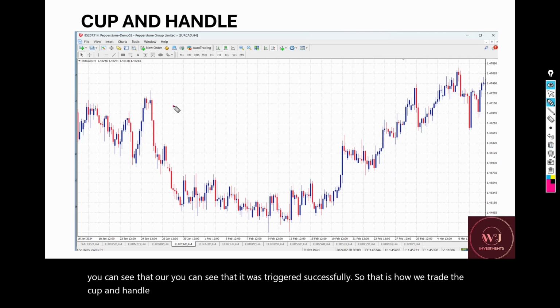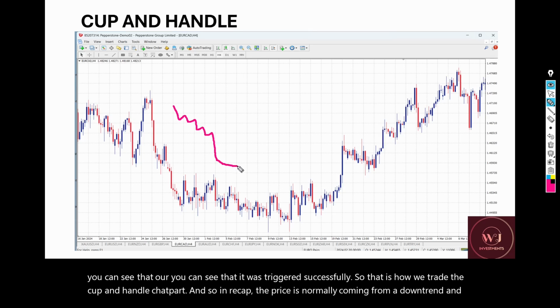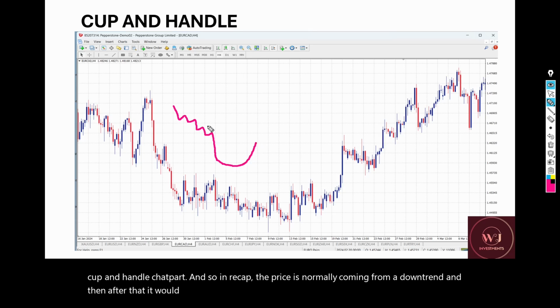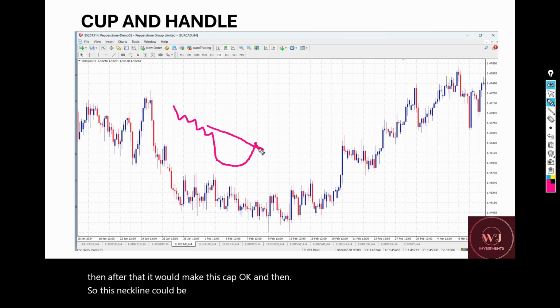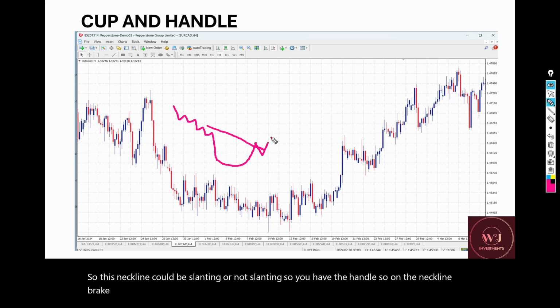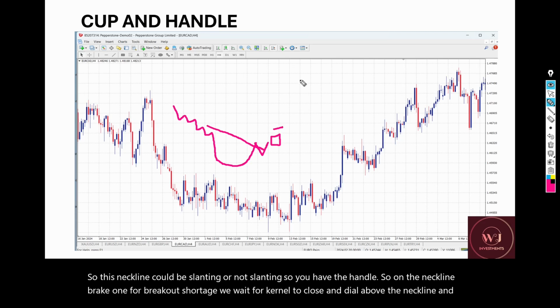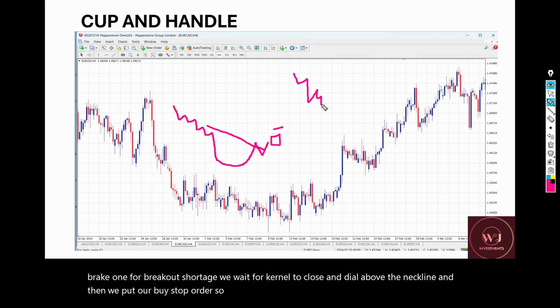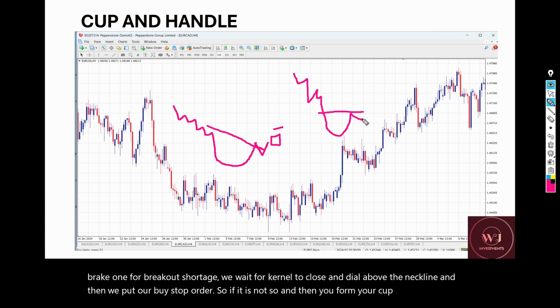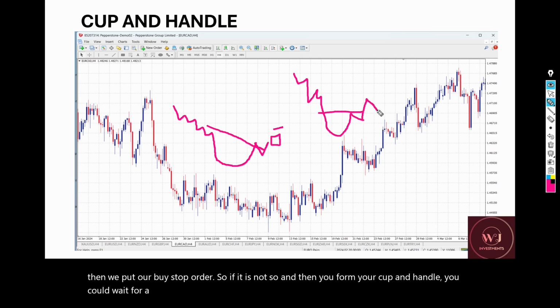So in recap, the price is normally coming from a downtrend, and then after that it would make this cup, okay, and this neckline could be slanting or not slanting, and then you have the handle. On the neckline break, for the breakout strategy, we wait for a candle to close entirely above the neckline, and then we put our buy stop order. If it is not so, and you form your cup and handle, you could wait for a breakout and then a retest, then you catch the wave up.